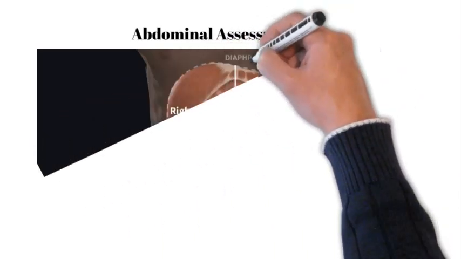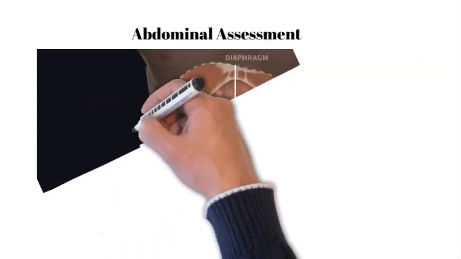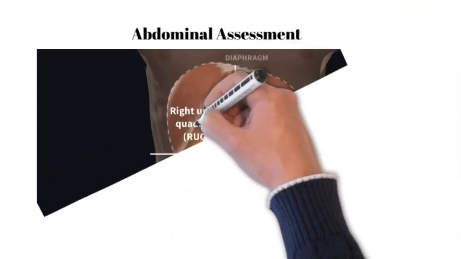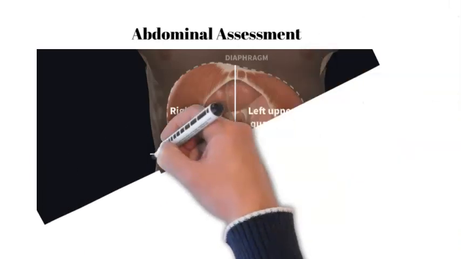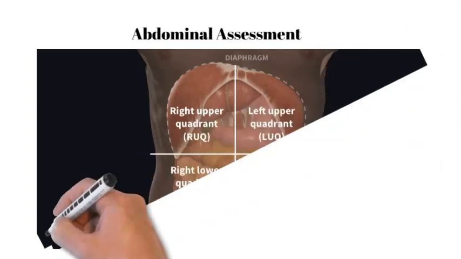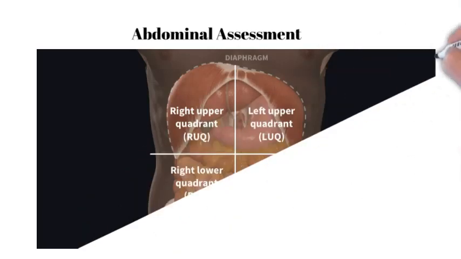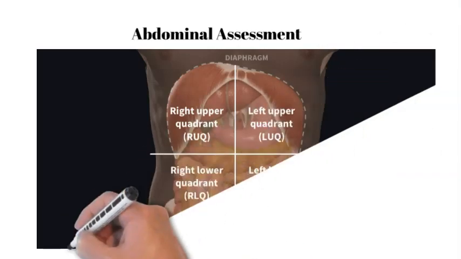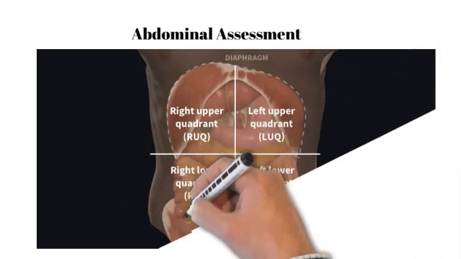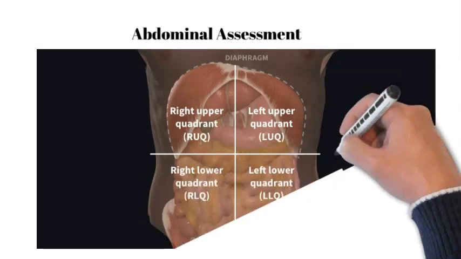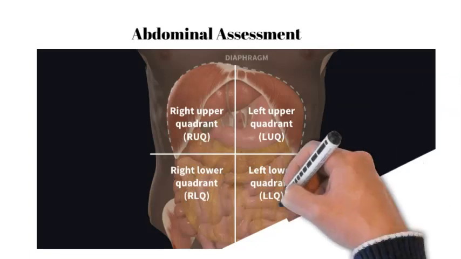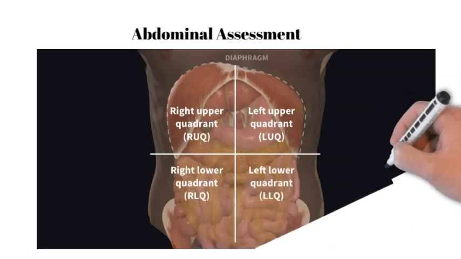Assessment techniques. Inspection, examining the abdomen for any visible abnormalities, such as distension or asymmetry. Auscultation, listening to bowel sounds using a stethoscope. Percussion, tapping on the abdomen to assess for changes in sound or tone, which can indicate fluid or air accumulation. Palpation, assessing for tenderness, masses, and organ enlargement. Rebound tenderness, testing for rebound tenderness by applying pressure and quickly releasing it to assess for pain.